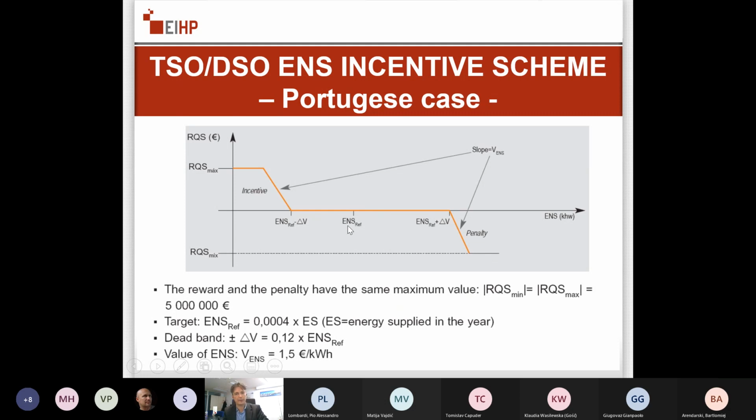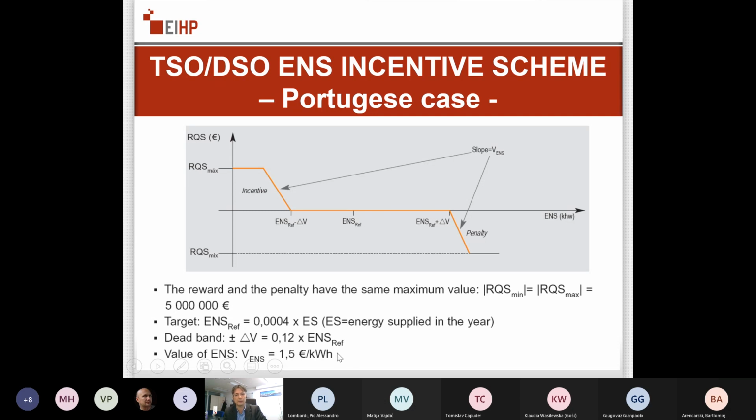This is the value of the electricity that is not supplied due to outages in the network. So if you're doing a little bit better or a little bit worse than that, in this area defined as 0.0004 times, no, this band is 12% plus and minus, you are doing okay. But if you are better than that, you will get an incentive, and this incentive can be at maximum 5 million per year. If you're doing worse than that, you have to pay the penalty, and that penalty is at max 5 million per year. So this is the principle.